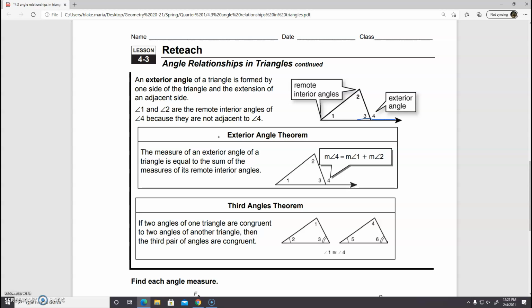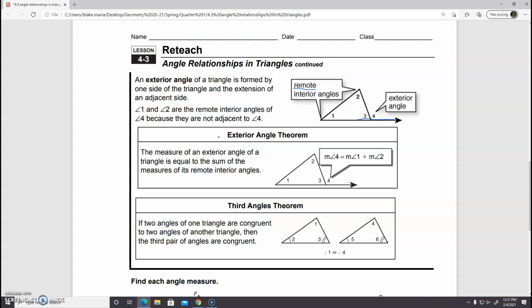Now you have your exterior angle, and then notice there's 3 interior. So there's one that's right next door to it, and then there's 2 that are away from it. Those are called your remote interior. So remote means away from. Right? Think about a remote control. It's so you can control the TV when you're away from it. So remote is away from. So they're away from that exterior angle.